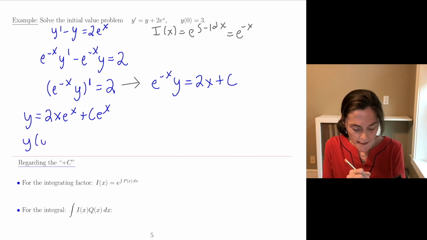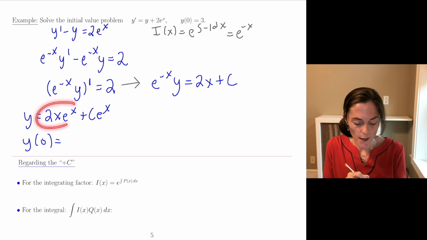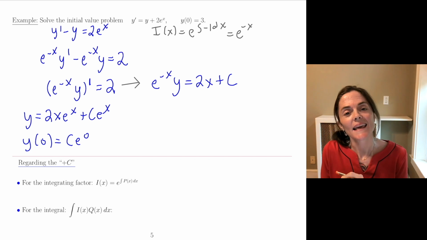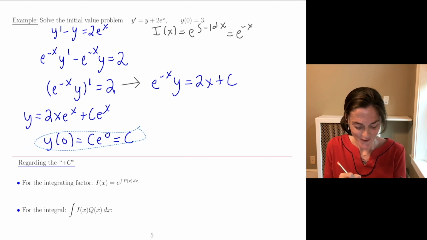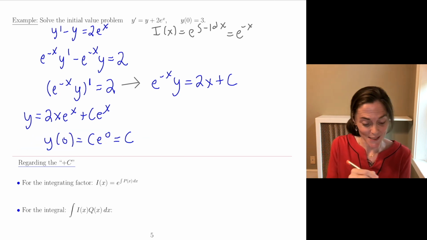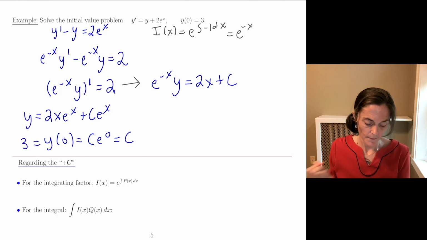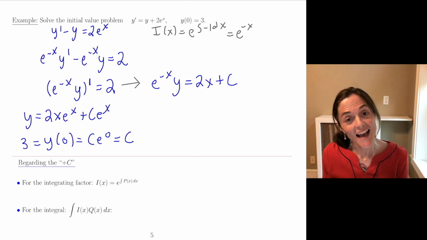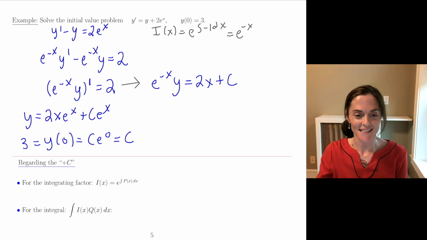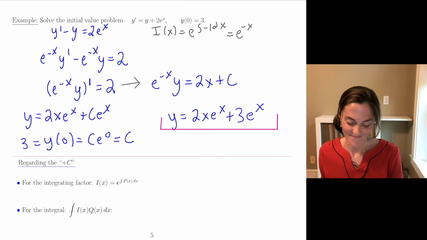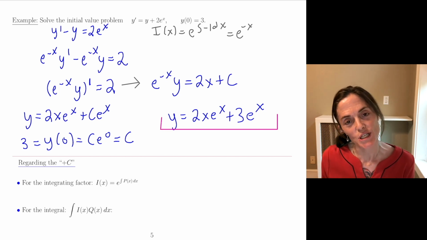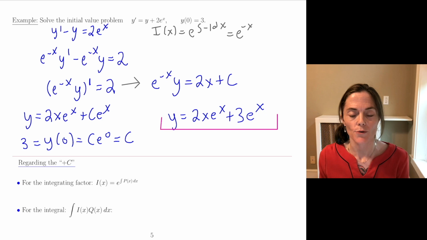And so evaluate at 0. Well, this part is 0. We get c e to the 0. E to the 0 is 1, so we just get c. On the other hand, let me move this over. We are told y of 0 is 3. And so my constant is 3. Now I have my final answer, my particular solution. Y is 2x e to the x plus 3 e to the x. This satisfies the differential equation, and y of 0 is 3.